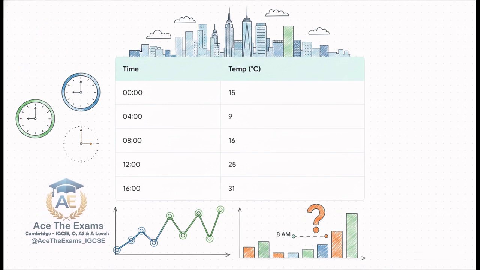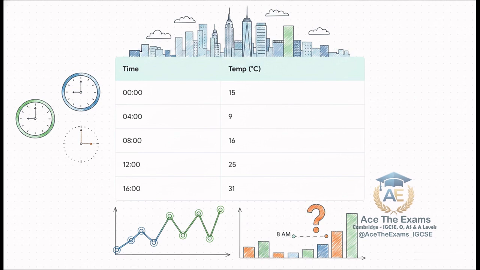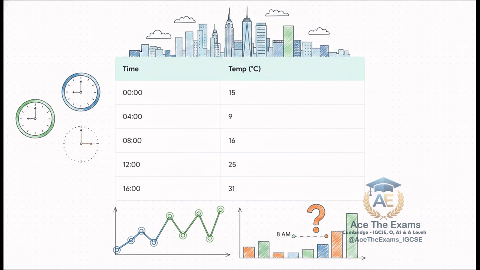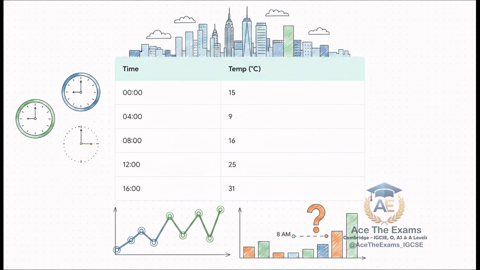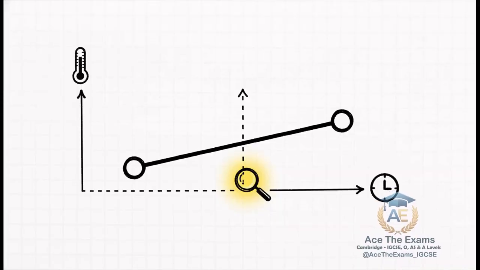Notice the massive 4-hour gaps between our recorded points. We have the temperature at 8 a.m. and we have it at 12 p.m., but 10 a.m. is completely missing from our data table. Now, if this were discrete data, like the chocolate buttons, we'd be totally out of luck. You can't guess what's in the gaps. But time and temperature are continuous.